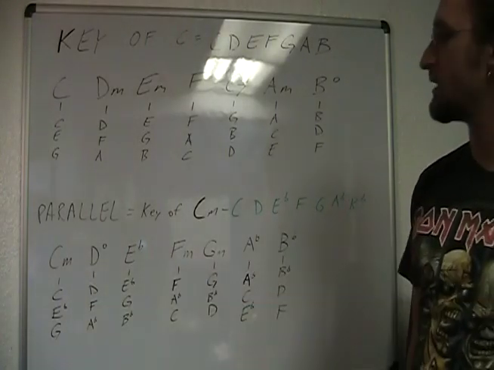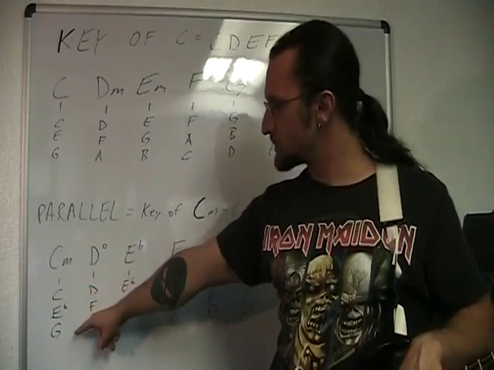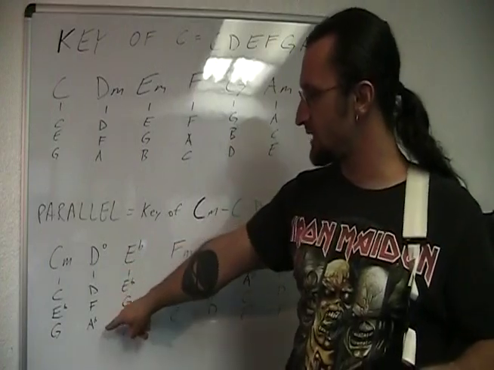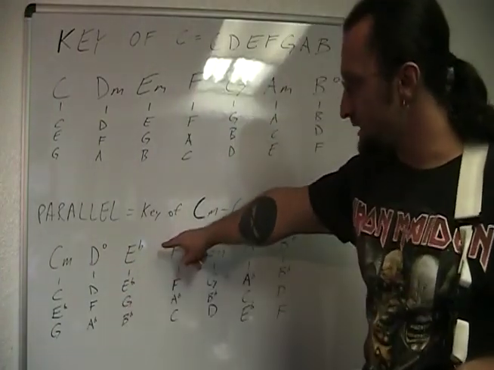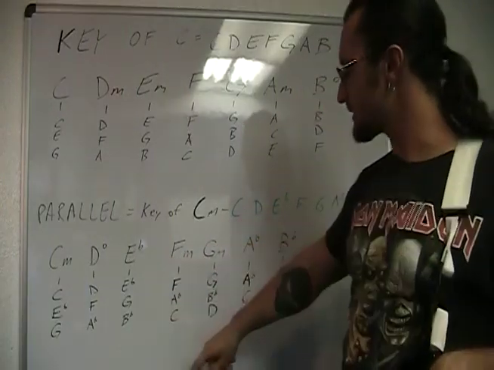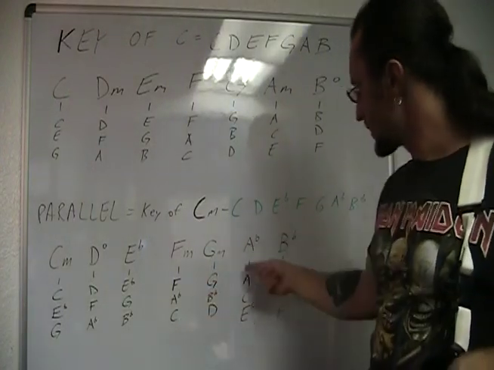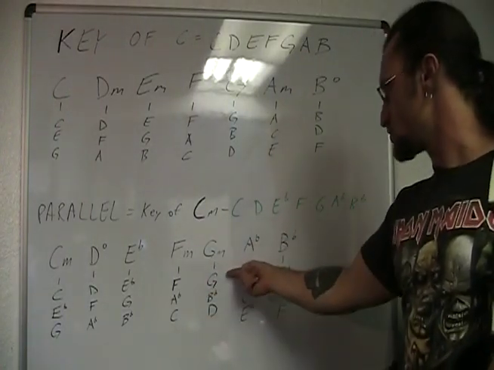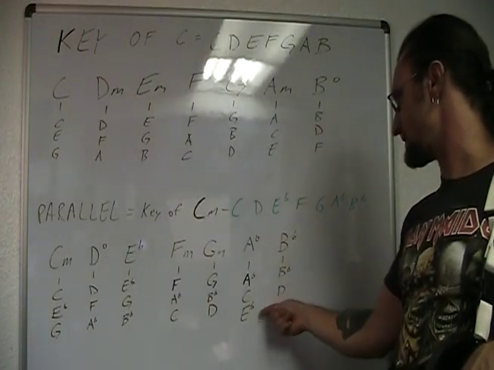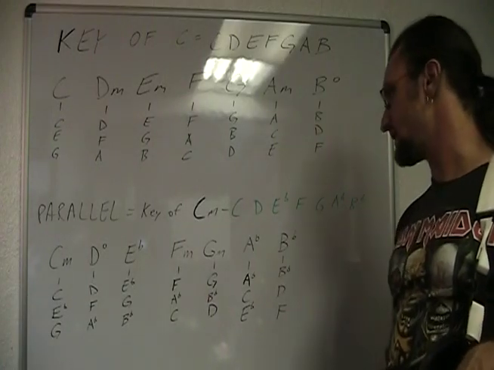So the chords we have here, we have a C minor chord consisting of C, E flat, and G. A D diminished now, consisting of D, F, and A flat. E flat major, consisting of E flat, G, B flat. F minor has F, A flat, and C. G minor has G, B flat, D. A flat major has A flat, C, E flat. B flat major has B flat, D, and F.